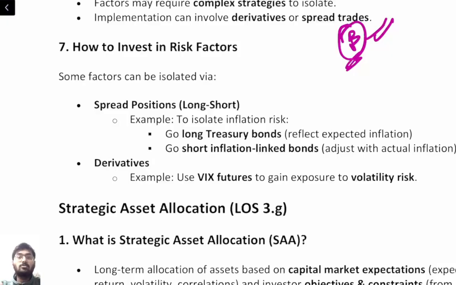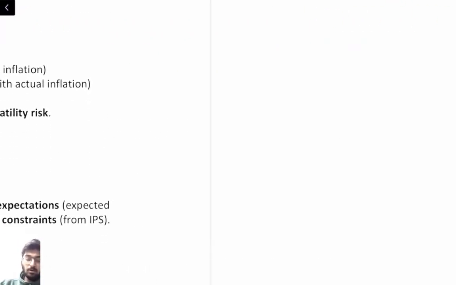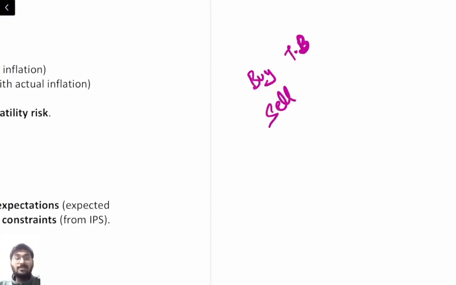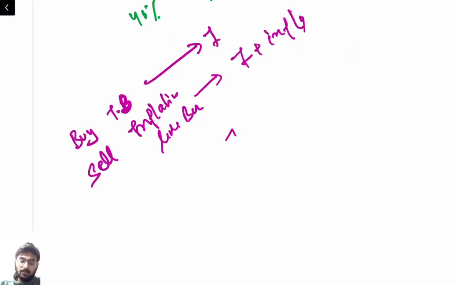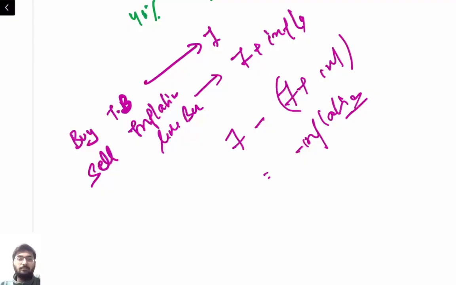Suppose you want to isolate the inflation risk. What you will do, you will go long, you will buy treasury bonds. Clear? And you will sell inflation linked bonds, because this will pay you 7% and that will pay you 7 plus inflation. So what you are left with, 7 minus 7 plus inflation, you are left with inflation only. Are you clear? What you are left with is inflation.